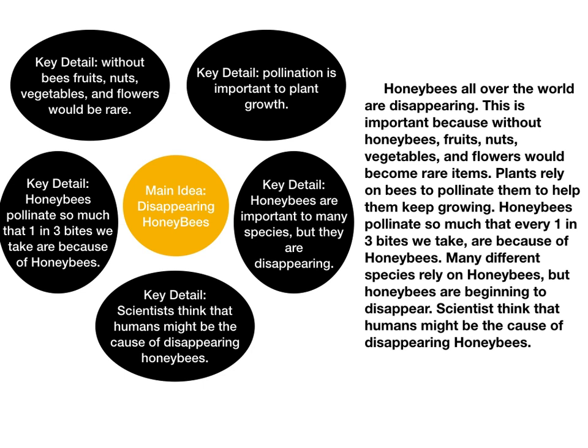Honeybees pollinate so much that every 1 in 3 bites we take are because of honeybees. Many different species rely on honeybees, but honeybees are beginning to disappear. Scientists think that humans might be the cause of disappearing honeybees. So it was a very simple paragraph. It was to the point. I just paraphrased what I read and supported it with key details. That's all you have to do when you summarize something.